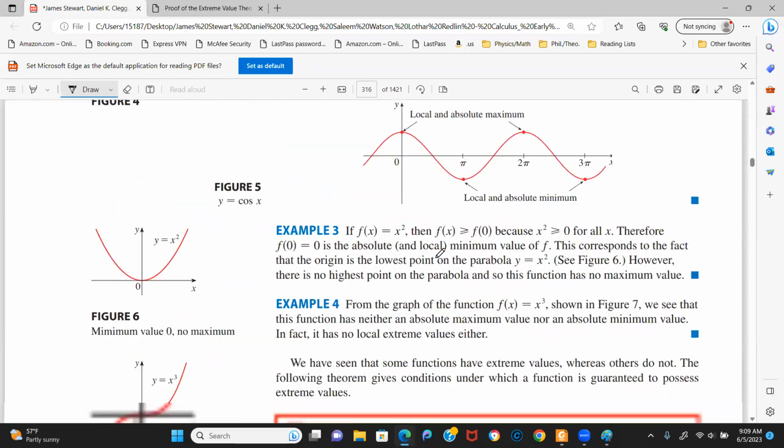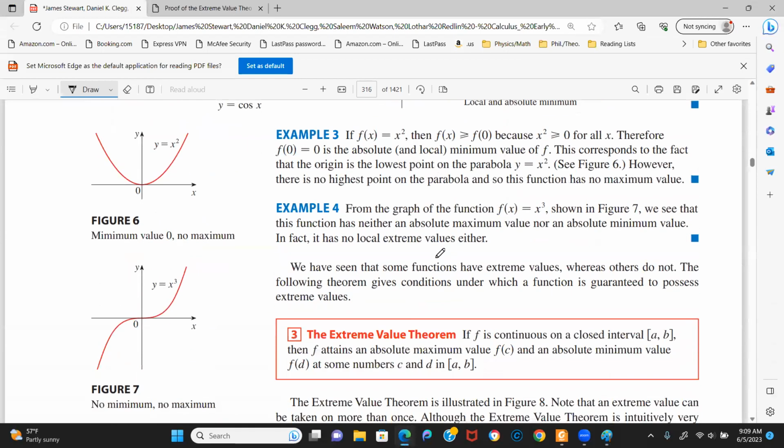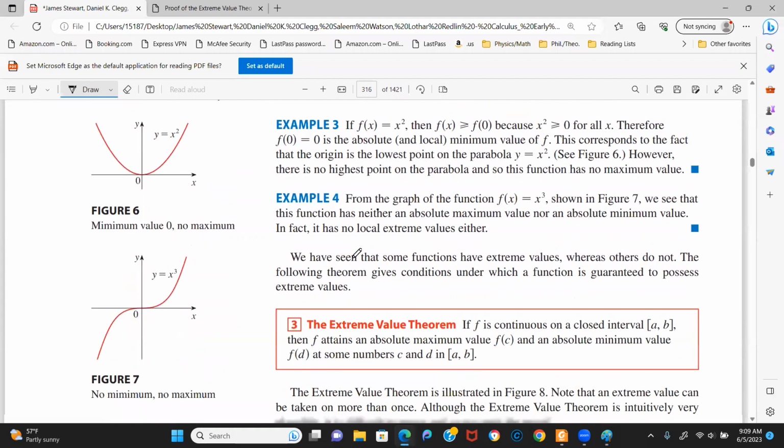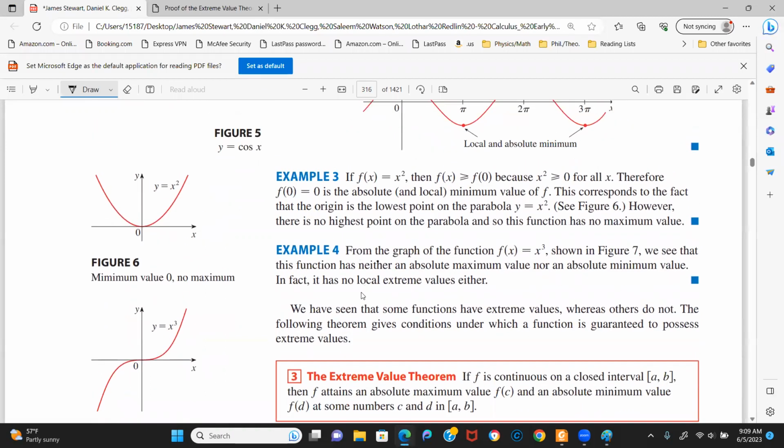All right, let's see. So here is a very intuitive one. I'll let you read through these examples if you want. This is a good distinction here. It's possible to have no extrema at all.